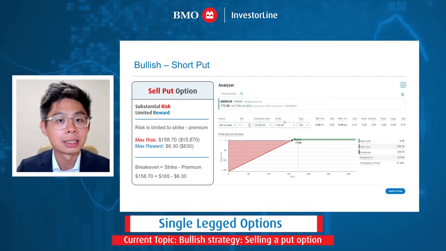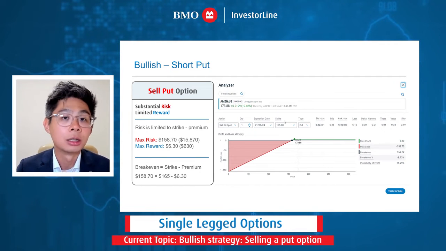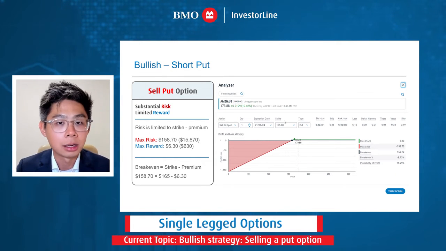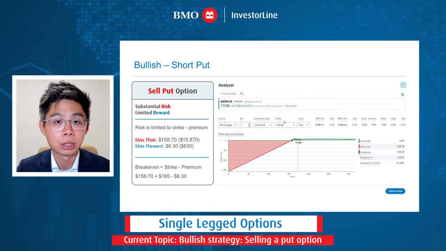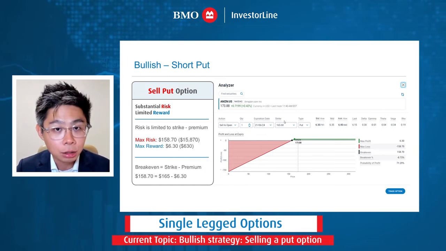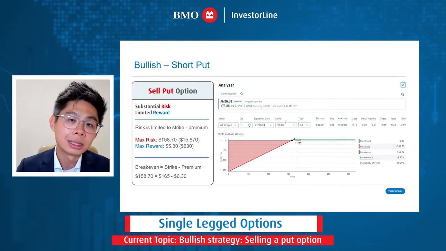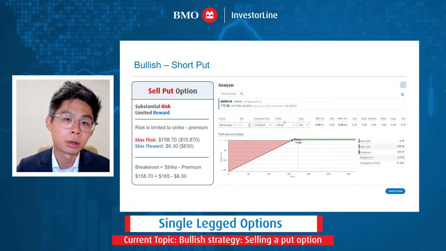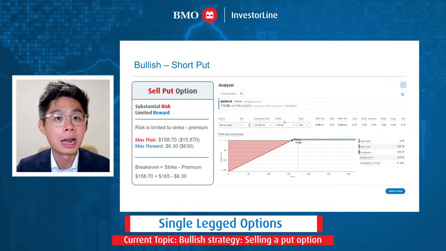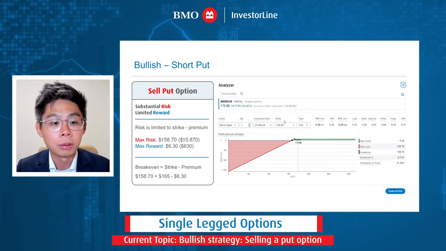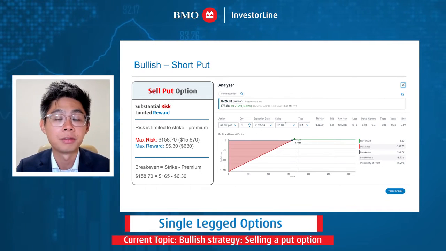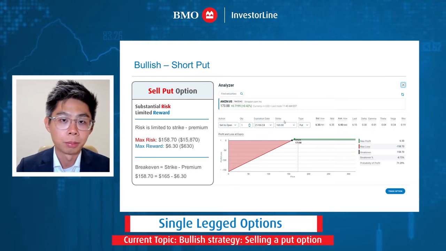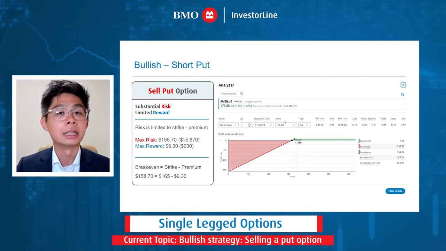But remember, you collected $6.30 worth of credits to take on that obligation, which means that if the stock does decline below 165 at that expiration date, and you are obligated to purchase 100 shares of that stock, the $6.30 that you collect is actually a discount to that stock purchase, which means that your effective net price on that stock purchase is going to be about $158.70. So when you think about a short put, it is a bullish strategy and it gives you the obligation to buy the stock.